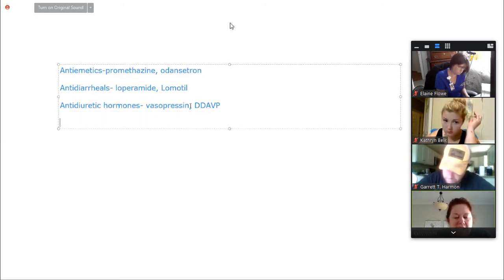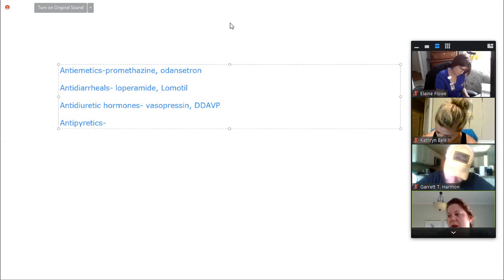Then let's say they have a fever and they're not feeling great with that fever and they're just sweating profusely. Antipyretics. So we're going to bring down that fever so that they're not sweating like crazy. And we can do that with Tylenol and Motrin.